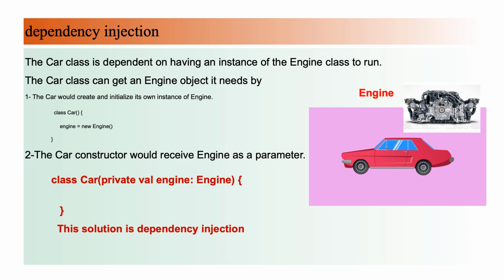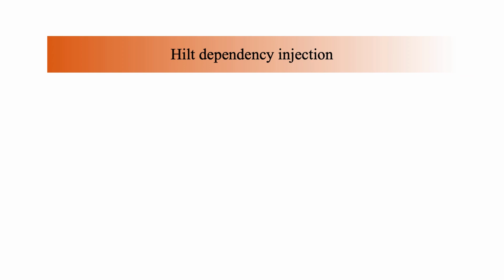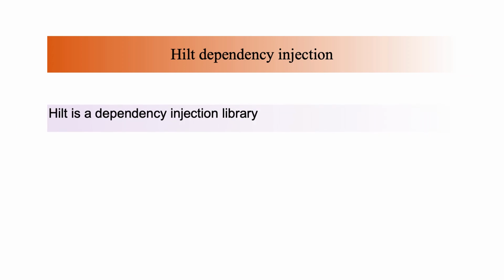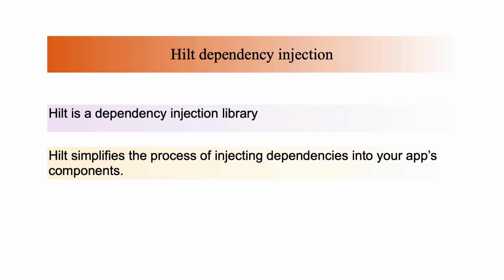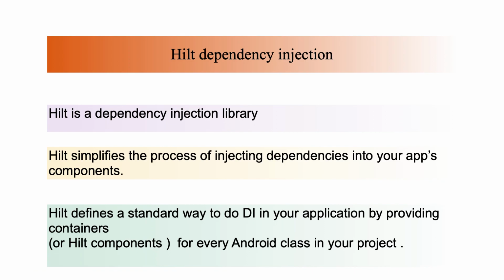For example, you can pass in an instance of electrical engine to our car, and our car class works without any further changes. Hilt dependency injection. Hilt is a dependency injection library and simplifies the process of injecting dependencies into your app's components. Hilt defines a standard way to do dependency injection in your application by providing containers or Hilt components for every Android class in your application.